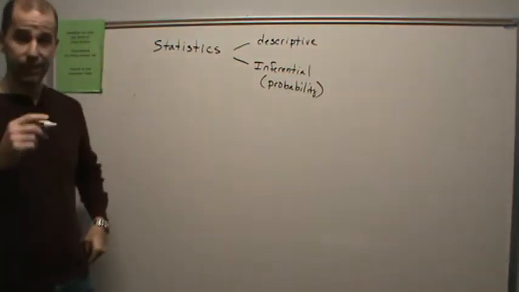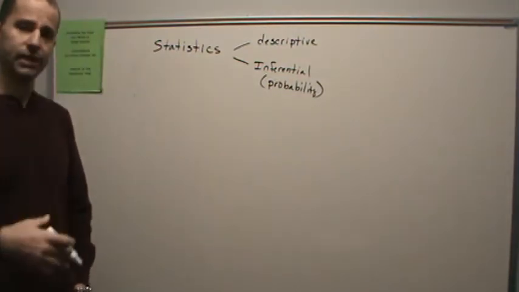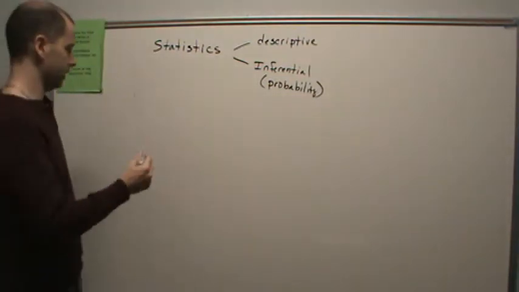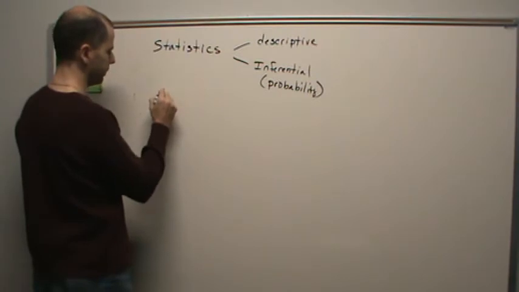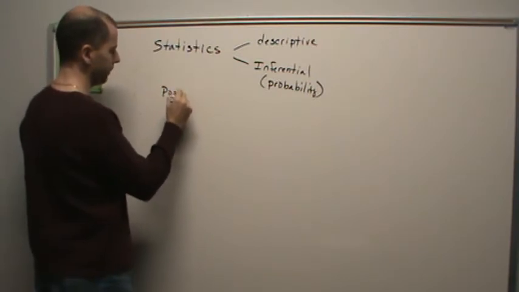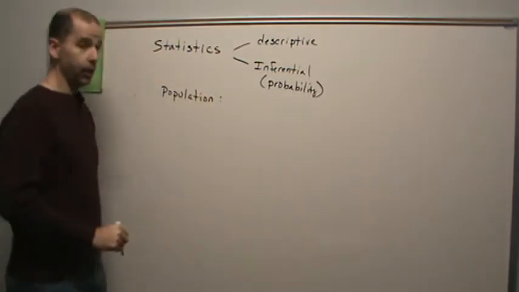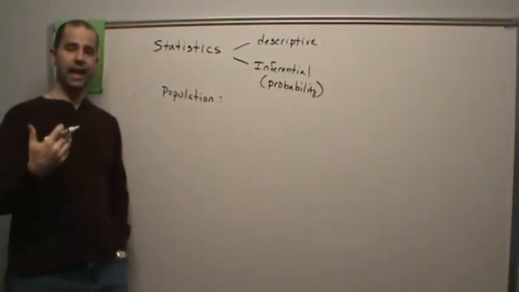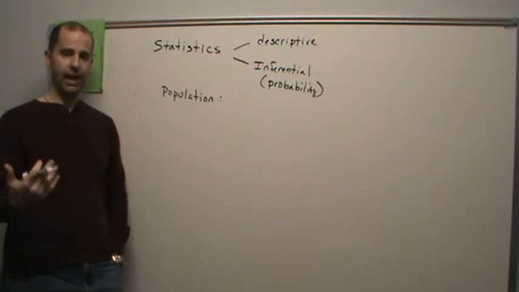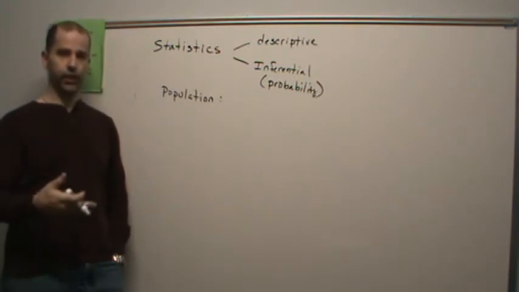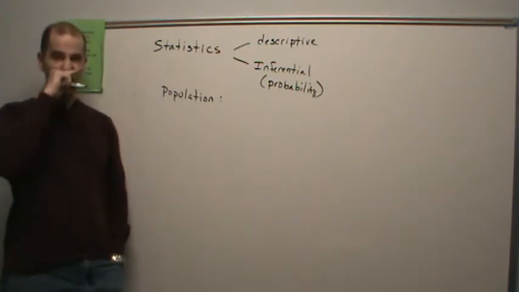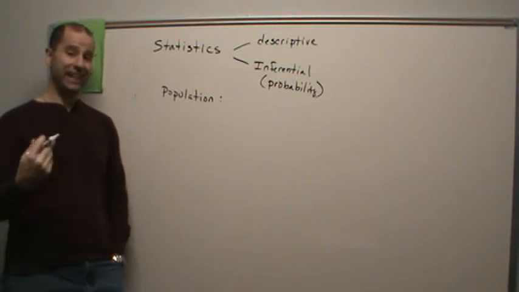Now let's talk about the different parts of what goes into the idea of statistics. The first thing we're going to talk about is a population. So what is a population? The population is the set of all subjects, objects, individuals that are under study. That's what we're interested in. Whatever we're interested in, that's the population.